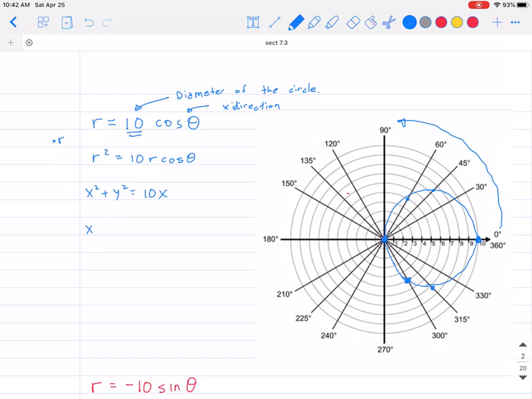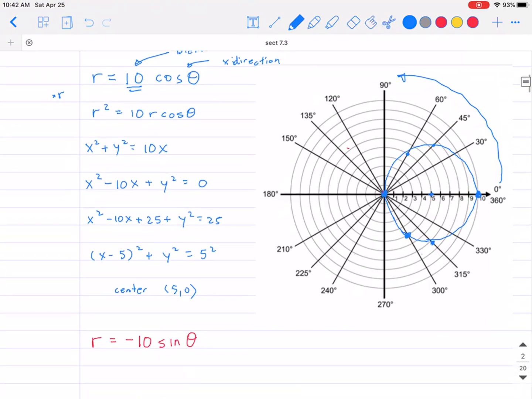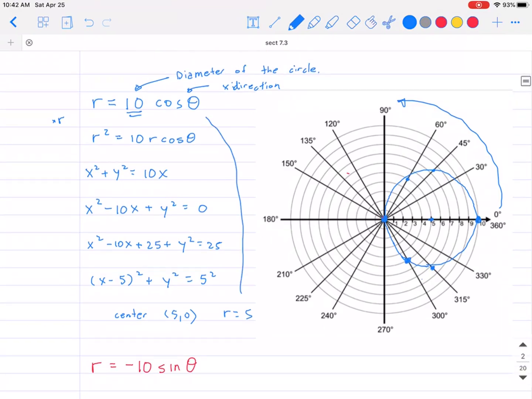Hopefully that looks a little bit familiar to you because that's a form of an equation of a circle. Moving everything over to the left-hand side, we get x squared minus 10x plus y squared is equal to 0. Completing the square, we get x squared minus 10x plus 25 plus y squared is equal to 25. There's your equation of a circle, which tells us the center is located at (5, 0), which is exactly where we have right here, and your radius is equal to 5.